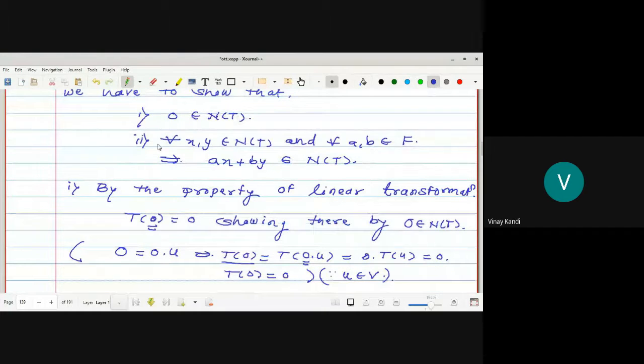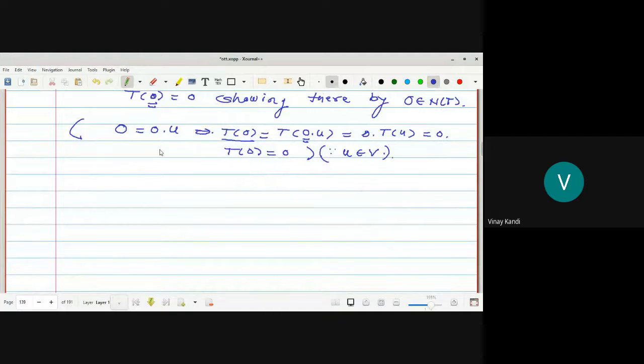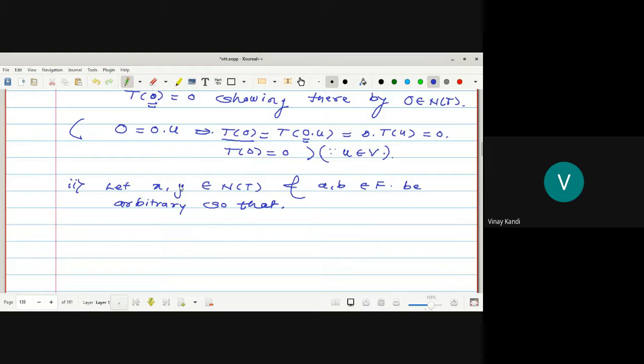Now we have to prove the second condition. Take any elements x and y belonging to N(T), and a and b belonging to capital F, arbitrary elements. If x belongs to N(T) and y belongs to N(T), then by the definition of N(T), T of x is equal to 0, that is, x maps to 0, and T of y is equal to 0.